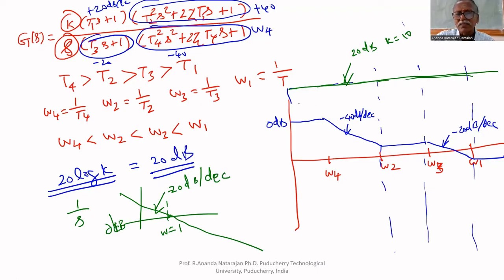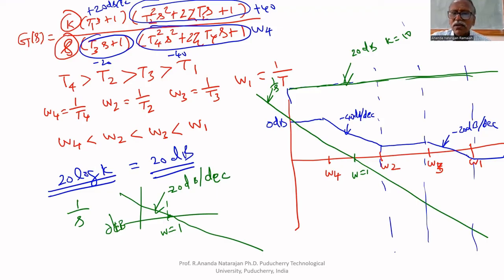This is for 1 by S. I am writing a plot for 1 by S also. Let us assume that omega equal to 1 is here. Omega 4 is less than 1. Let us assume. Therefore, this is the plot for 1 by S. We have to add these three together. If we add these three together, we will get the complete plot. So I am telling you how, if you know the transfer function, you can draw the frequency response.